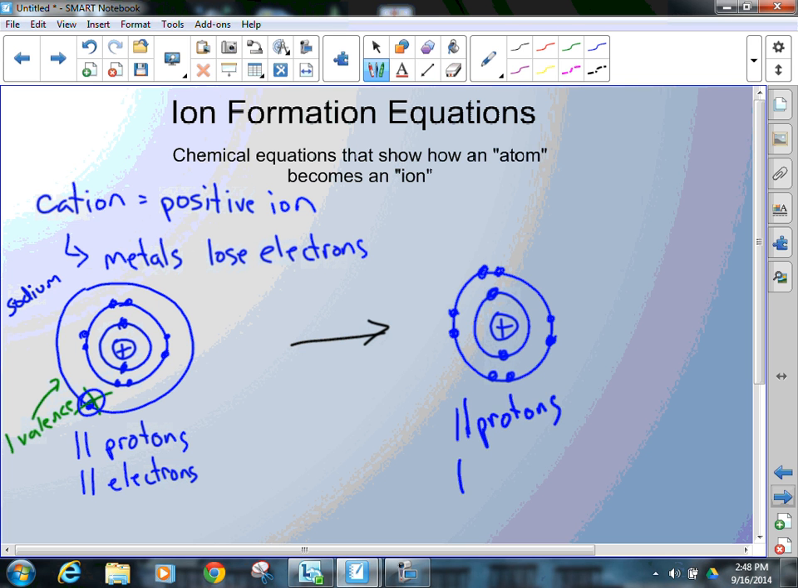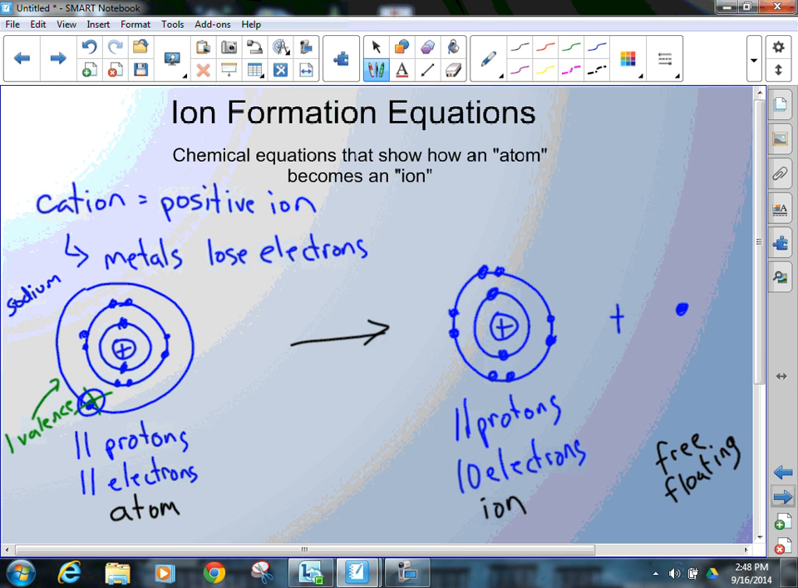But now it only has 10 electrons. But that electron didn't go missing. It's just right over here. It's just no longer part of the atom anymore. So it's kind of like we took this atom right here, we removed an electron, so it turned into an ion, and now we have a free floating electron.